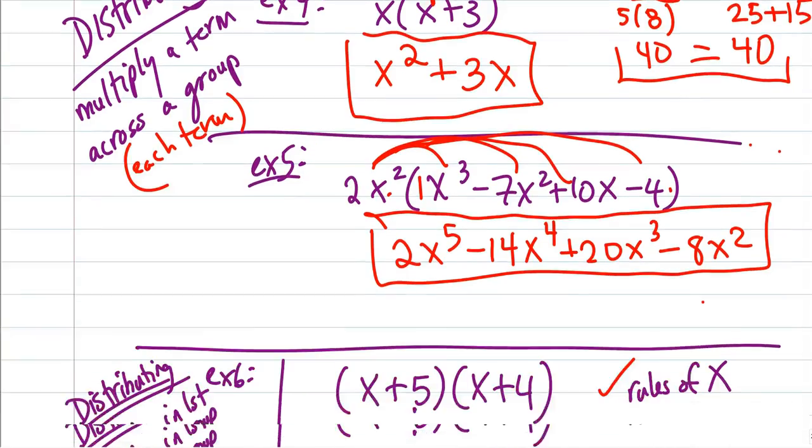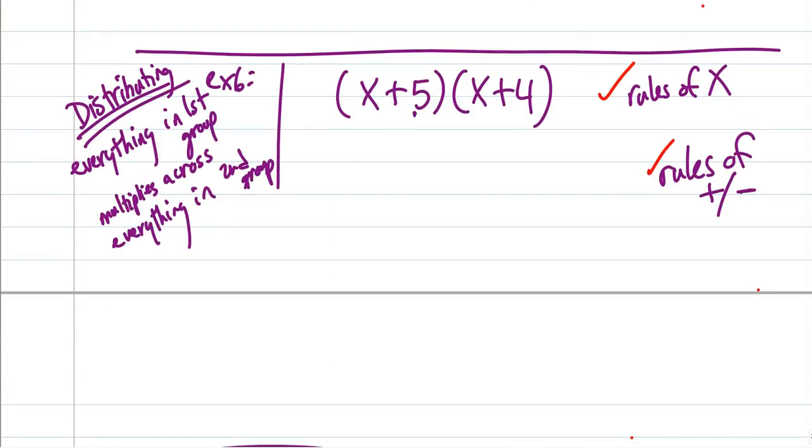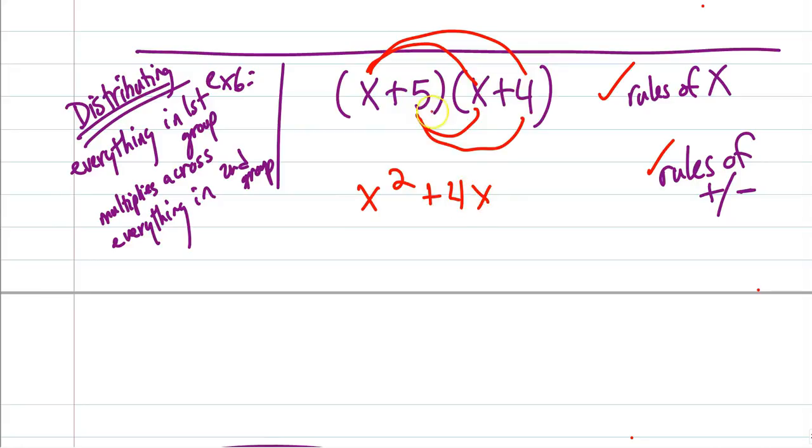What happens when I have more than one term? Well, it's still distributing, but it changes it a little bit. We take everything in the first group and multiply it across everything in the second group, okay? So basically, I distribute each term in the first group. I take that x first and I distribute it to both terms. And then I'll take the second term, the 5, and distribute it across both terms. I start with x times x, which is x squared, x times 4, which is 4x, 5 times x, which is 5x, and 5 times 4, which is 20.